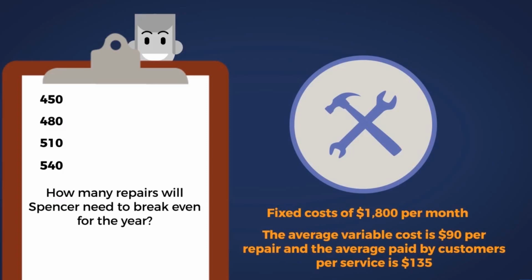First, let's figure the fixed cost for the year. $1,800 times 12 months is $21,600. Then determine the net gained per repair: $135 paid per repair minus $90 of cost per repair for a net of $45 per repair. Divide the fixed costs by the net earned, $21,600 divided by 45, which equals 480 repairs required during the year for Spencer to break even.